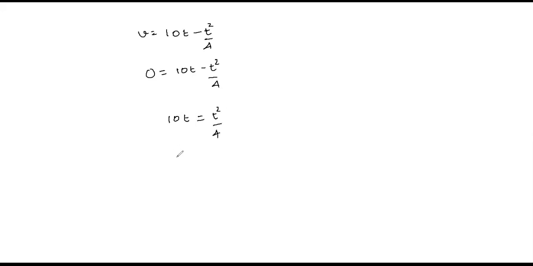Now there are two ways of understanding this. You can either take 10 common or t common, so you will have t times (10 minus t by 4). This expression will give you either t is equal to 0 or 10 minus t by 4 is equal to 0, that is t is equal to 40.